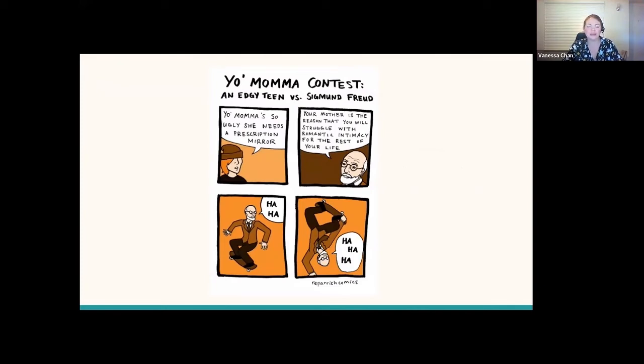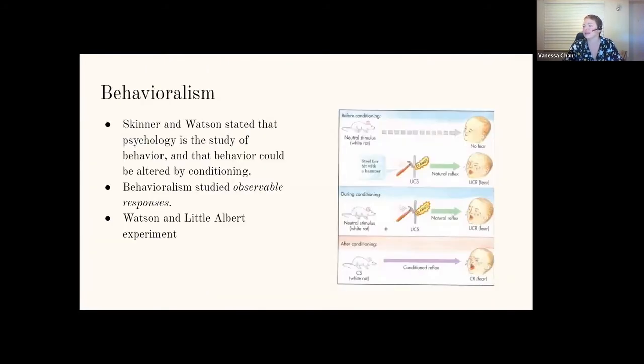Freud is also big on parental influence. He believes that parents have the ability to totally mess up their children. So if anybody has ever blamed anything they've done on what their parents did when they were younger, that is also coming out of some Freud beliefs. This is a little cartoon from Freud, saying that your mother is the reason why you will struggle with romantic relationships for the rest of your life. He really believes that parents have a lot of power.